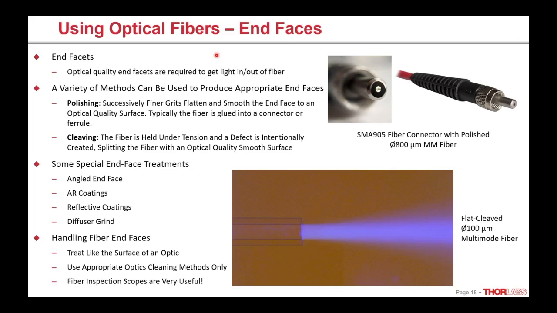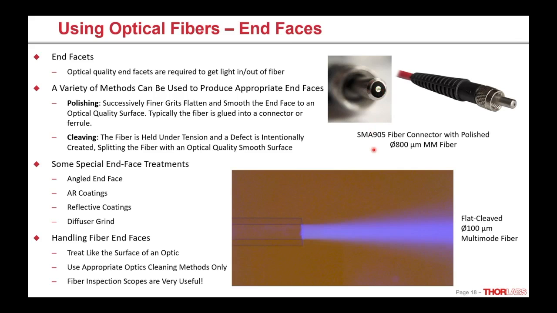There's 2 main ways to achieve this. The first would be polishing. So very similar to how a lens is made. We're going to use successively finer grits of, for lack of a better term, sandpaper, very advanced sandpaper. And we're going to smooth out the end of the fiber until we achieve an optical quality surface. Typically, we glue the fiber into a connector or a ferrule, like this example here. This is what we call an SMA connector, and you can see the fiber right there in the middle, which has been polished to an optical quality finish.